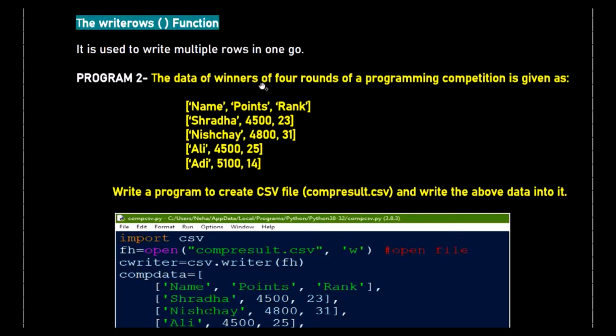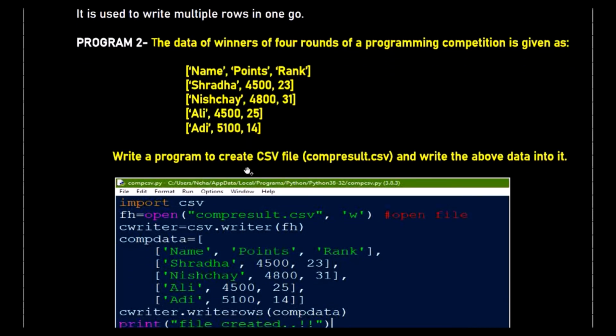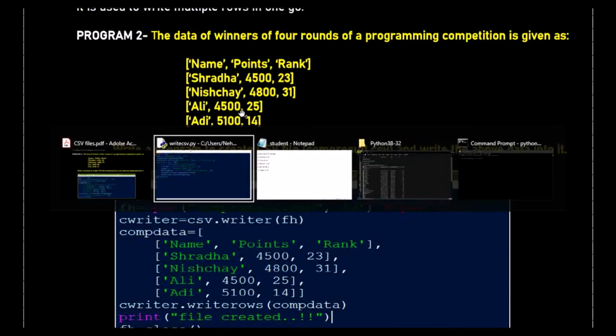The data of winners of 4 rounds of a programming competition is given. The data has been given to us, and we have to write a program to create a CSV file compResult.csv, and we have to write the above data into it. So these are the multiple rows that we have to enter. So now we will use the writerows function for this.